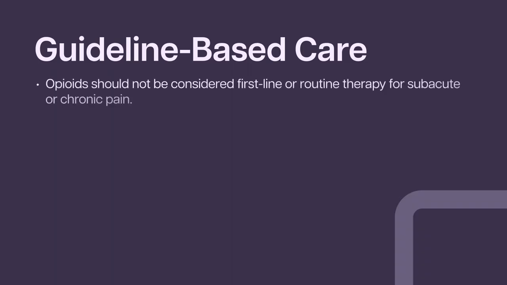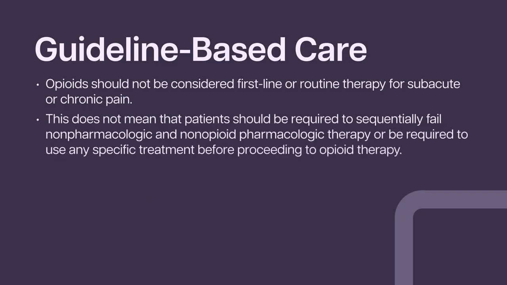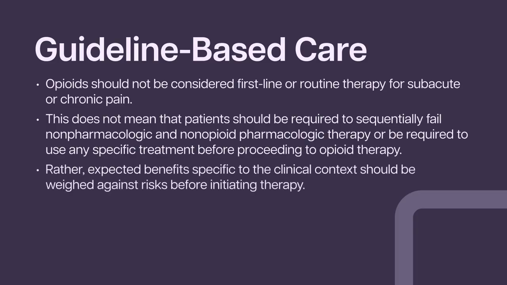Generally speaking, opioids should not be considered first-line or routine therapy for any chronic condition. However, this does not mean that patients should be required to sequentially fail non-pharmacologic and non-opioid pharmacologic therapy or be required to use any specific treatment before proceeding to opioid therapy. Rather, the expected benefits specific to the clinical context should be weighed against the risks before initiating therapy.